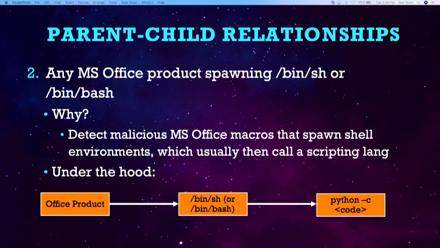Another one would be Office products that spawn /bin/sh or /bin/bash. So, a similar concept there as well. For macOS, with the macros that I've used on the red team side, the user opens the document, they're prompted, and if they click enable, then /bin/sh is called, which then calls Python. So it's similar to the last, but another helpful parent-child flow that you could key in on.